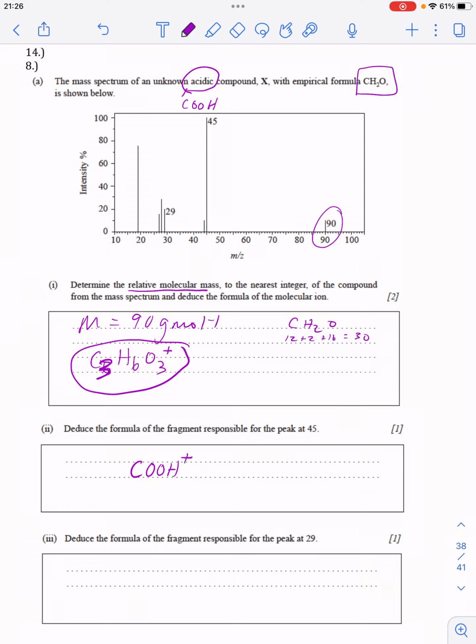Deduce the formula of the fragment responsible for the peak at 29. Well, we'd have to probably try to sketch out more about this molecule. It is C3H6O3. So let's see. I think it has an index of hydrogen deficiency of just 1. So if we think that it has a carboxyl group in it, we've already used our double bond. So what I'm trying to figure out right now is where's that third oxygen?